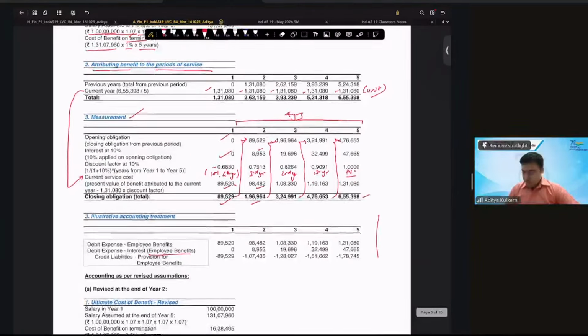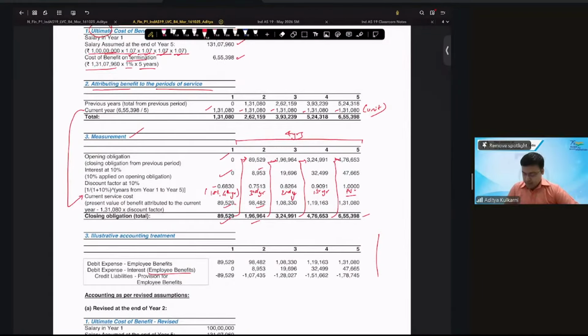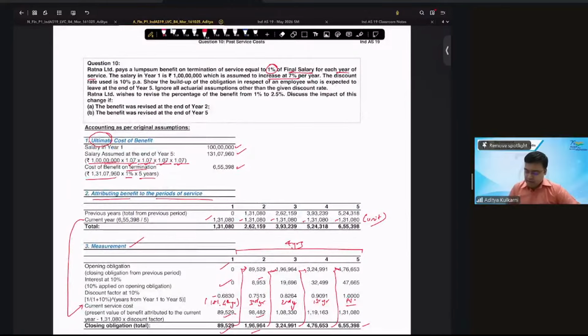Now we come on to the revision. First, what is happening? There is a revision in the benefit from 1% to 2.5%. This benefit was revised at the end of year 2. Tell me one thing. Forget the concept for now. This benefit, is it within the control of the employee, or is it just an estimate? What do you think?